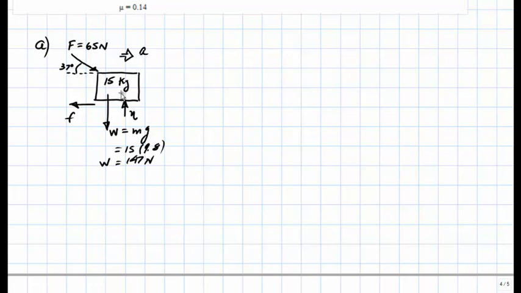Now we notice that all of the forces are aligned with either the x-axis or the y-axis, with the exception of the force that's applied by the student. You can see that this force is not aligned with the axes, and under these circumstances it's very helpful to resolve this force into its x and y components before moving forward. So let's do that next.